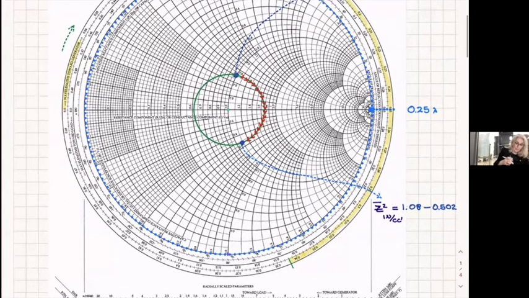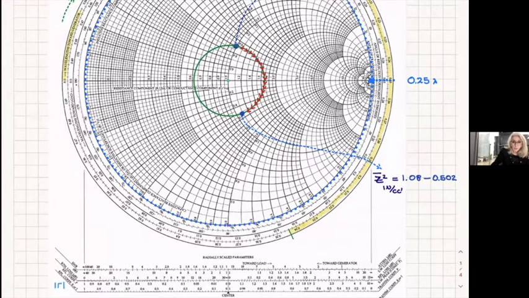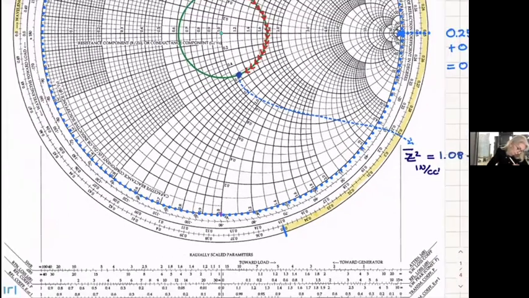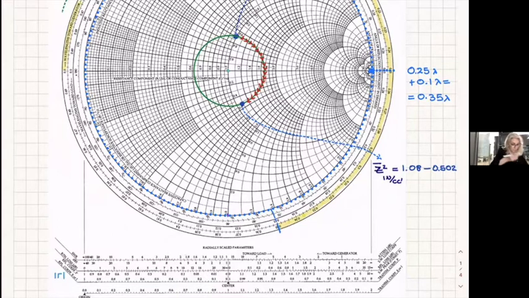All right. And then I have to add to it 0.1 lambda. If I have to travel by 0.1 lambda, this is going to bring me to 0.35 lambda. So I have to move along until I find 0.35 lambda, and as a matter of fact, it's right here, very close. So I have to move up until this point. In reality, the accurate way is to connect with the center of the Smith chart, but because I'm so close, I have to stop here.